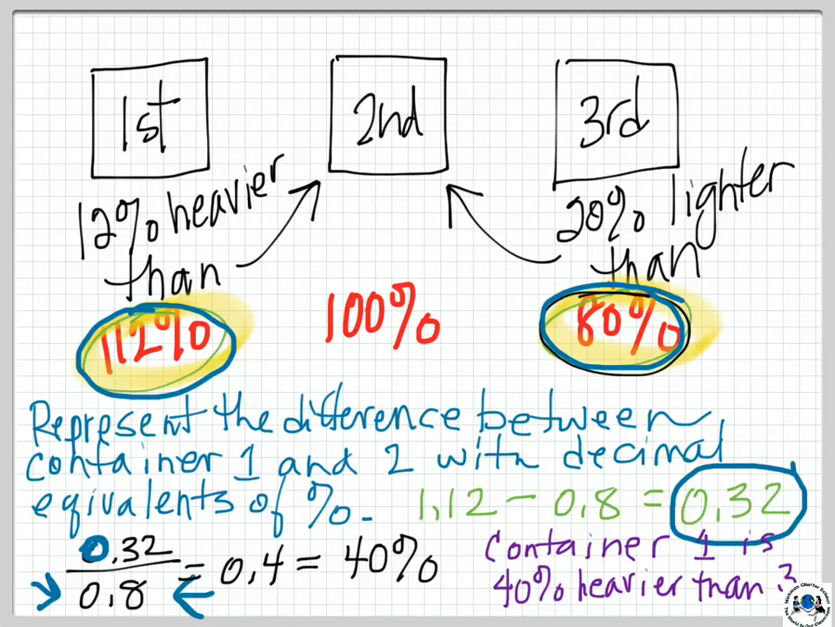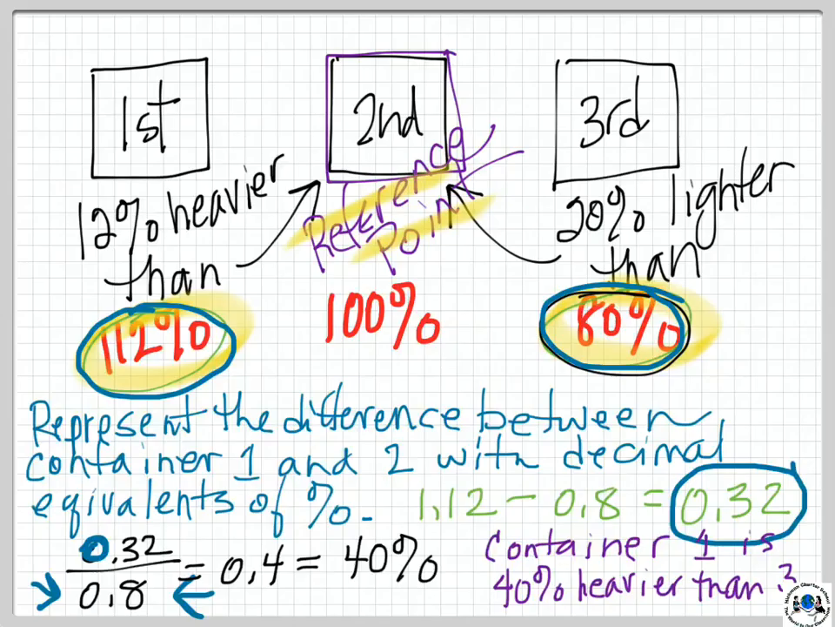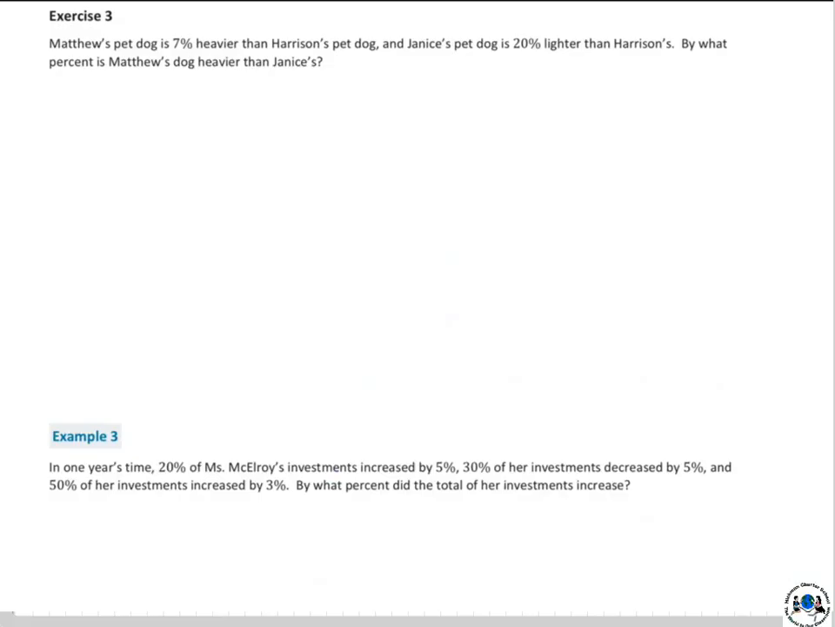Now we are going to do another problem. And again, I had mentioned it before, I hadn't written it down yet, but that second container in this case was our reference point, our point of reference. We'll probably see that come up again. So here we go. We are going to be able to go through this process again.